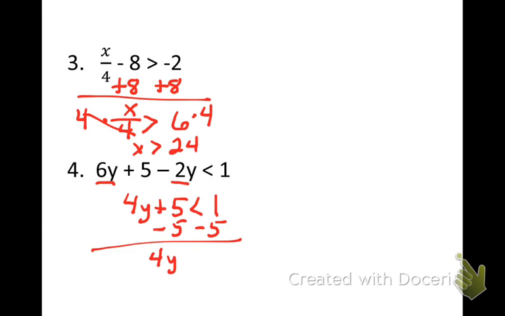We get 4y is less than, we do our add the opposite. Signs are different, you subtract, keep the sign of the bigger number, gives us negative 4. We're going to divide both sides by 4, and then we would get y is less than negative 1. Again, we divided by a positive number, so we do not need to reverse our inequality symbol.